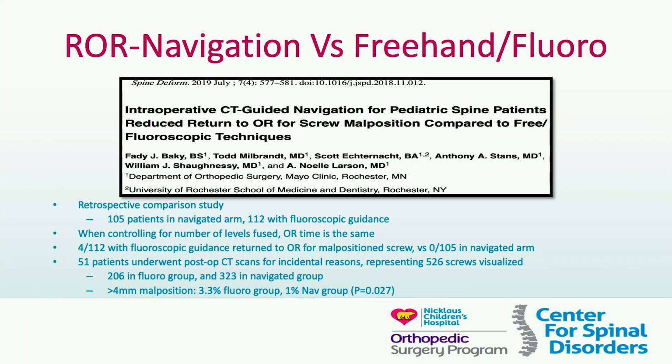And drilling down a little bit more into this population, they saw that 51 patients underwent a CT scan for some other reason, not from the surgery, but taking that data and looking at the screws, they visualized 526 screws, 206 of which were in the fluoro group. And they saw that there was a higher malposition rate with the fluoro group versus the navigated group. Again, not clinically relevant, but just showing that there was a difference in accuracy.